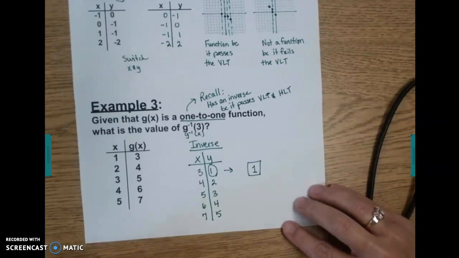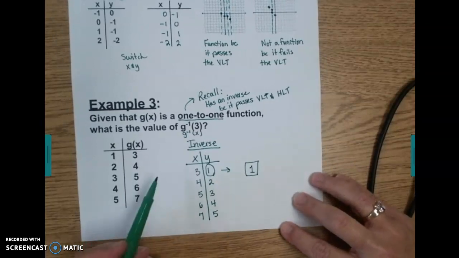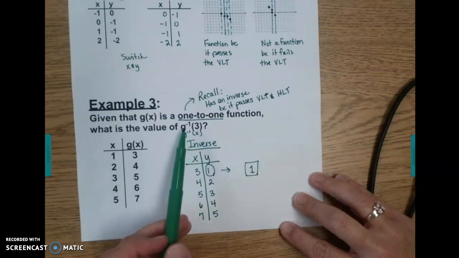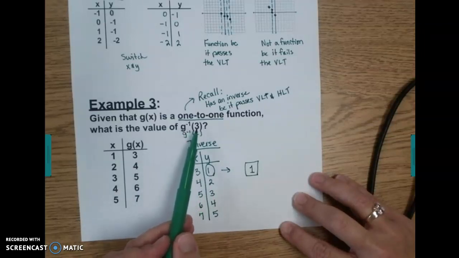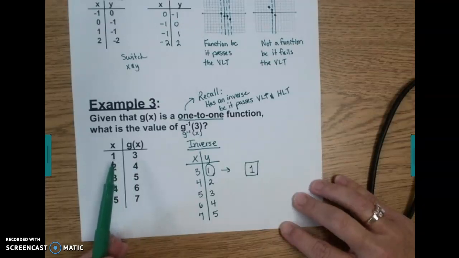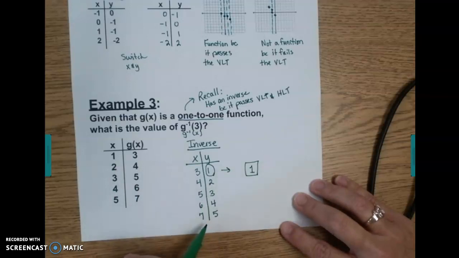Another way you could look at this, if you don't want to do the table, is to remember that you're switching your x's and y's. If it's asking you for the inverse of 3, that is really the y value in the original function. So I could come to the y value in the original function and get the x value for 1. Either way would work. If you get confused, make the table, flip your coordinates, and go from there.